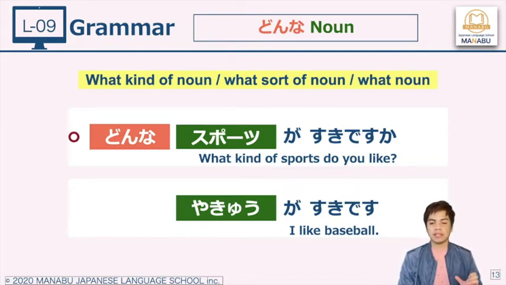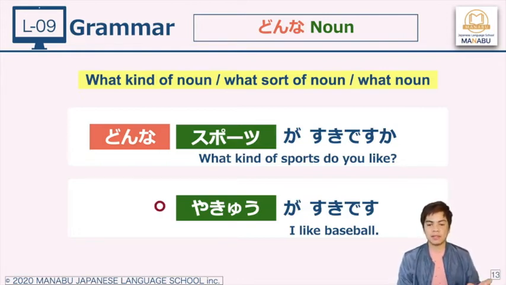Second example, donna sports ga suki desu ka? So donna sports, what kind of sports? Then particle ga suki desu ka, do you like? Then he answered yakyu ga suki desu. So yakyu means baseball.